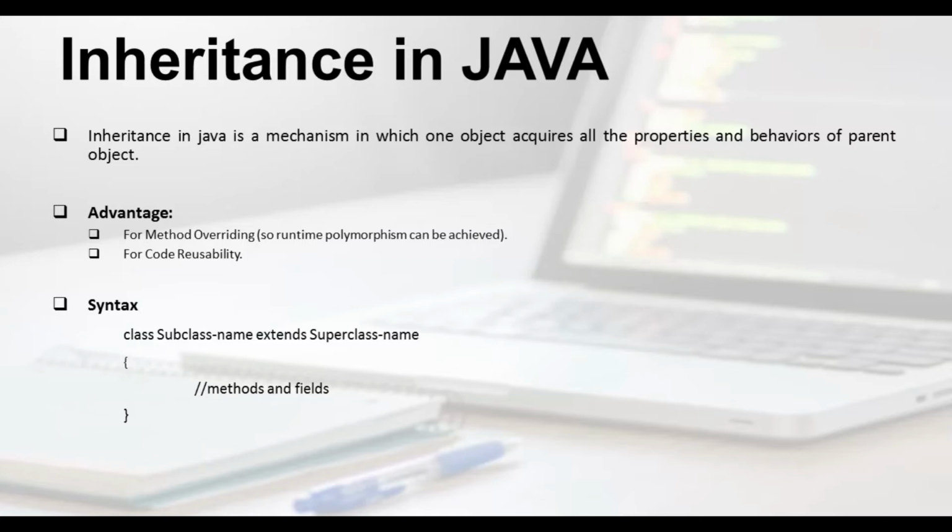Some of the advantages listed on your screen are, first, method overriding, that is, runtime polymorphism can be achieved, and the second one is code reusability.